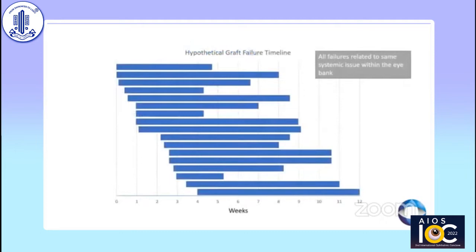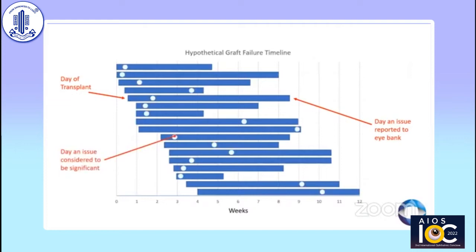To illustrate this, consider this hypothetical graft failure timeline, where it's assumed that all failures are related to the same systemic issue within the eye bank. The head of the bar represents the day of the transplant being performed, and the end of the bar represents the day an issue is reported to the eye bank. However, the white circles illustrate the day an issue might be considered significant by the surgeon.